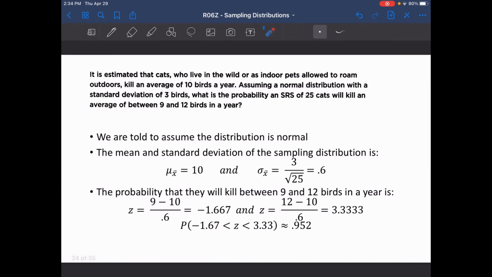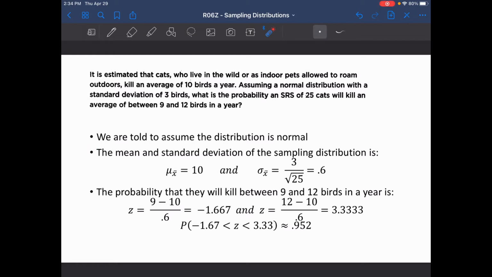Okay, so let's take a look at this example right here. It is estimated that cats who live in the wild, or as indoor pets allowed to roam outdoors, kill an average of 10 birds a year. Assuming a normal distribution with a standard deviation of 3 birds, what is the probability a simple random sample of 25 cats will kill an average of between 9 and 12 birds in a year? So again, we are told that this is a normal distribution, so we don't need to test the central limit theorem, we don't need to graph, we really don't need to do anything. We're just told that it's normal, so we're good to go.